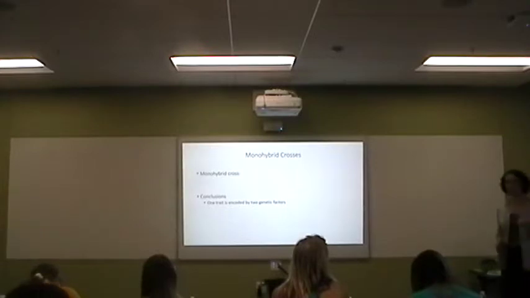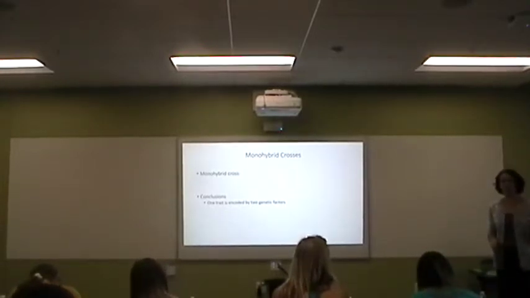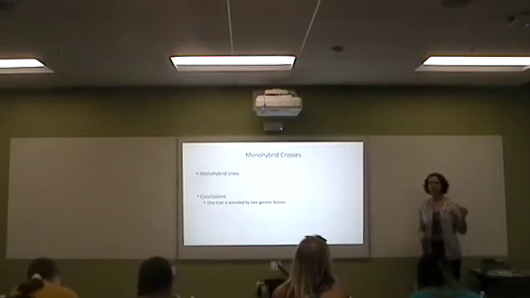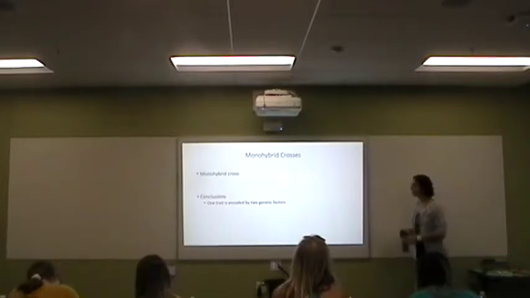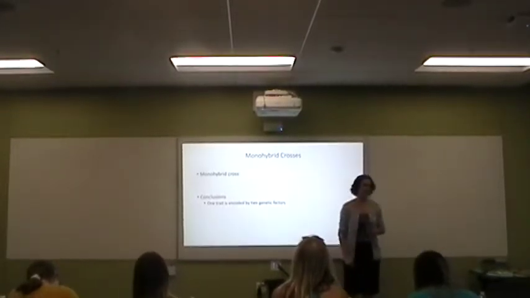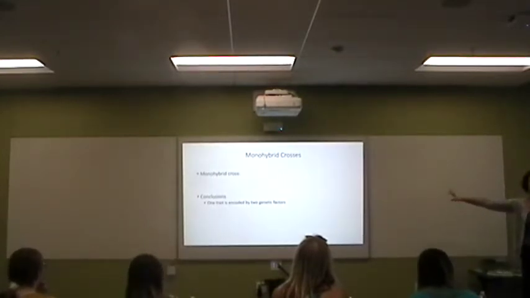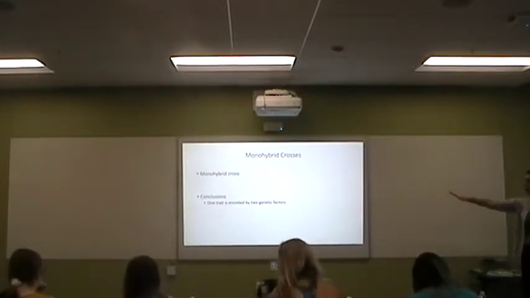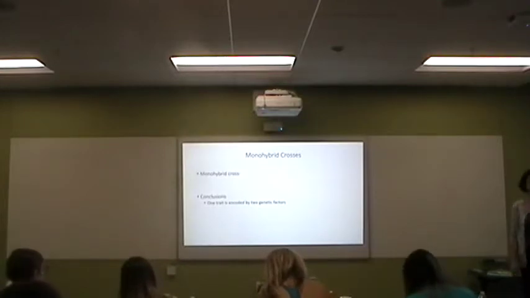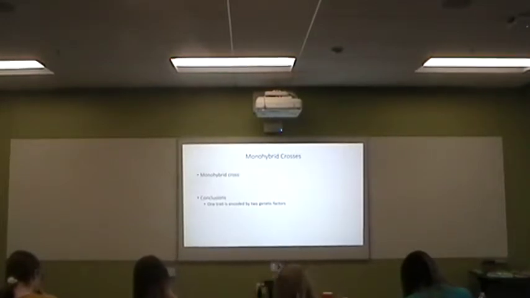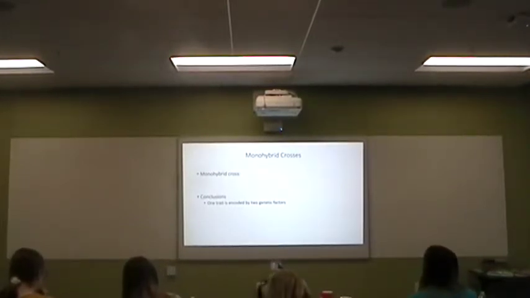So what he found was that one trait is actually determined by two genetic factors. Remember that when Mendel was doing this work, they didn't know what chromosomes were. They didn't know what genes were. So he uses terms like genetic factor. What could you replace that word with that we know already? So one trait. Yeah, so one trait is encoded by two alleles. Everybody comfortable with that?